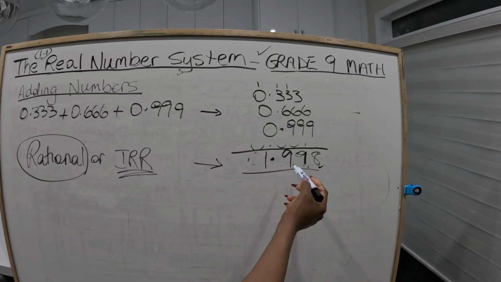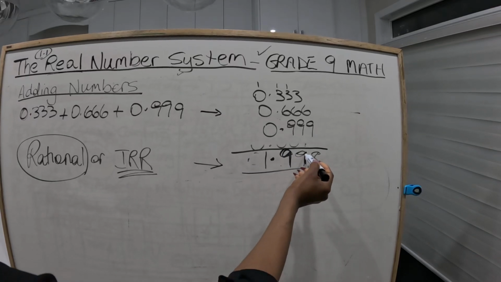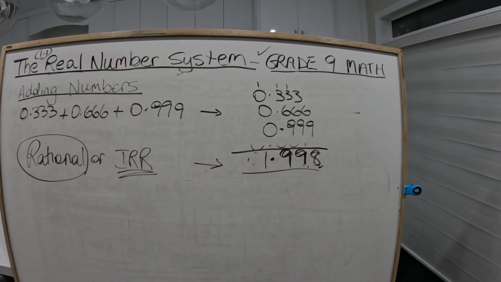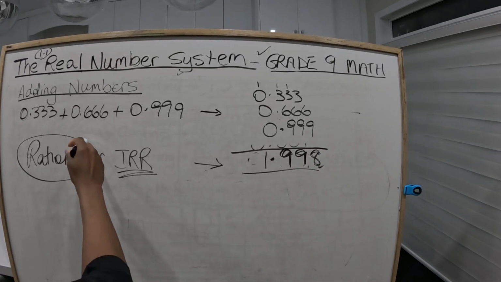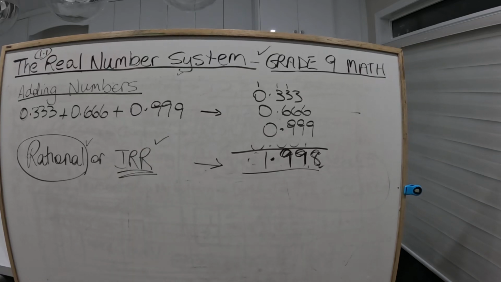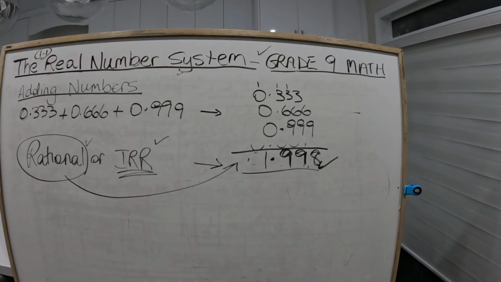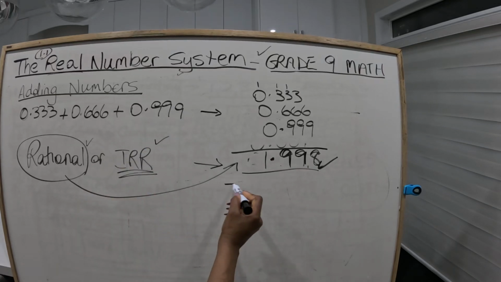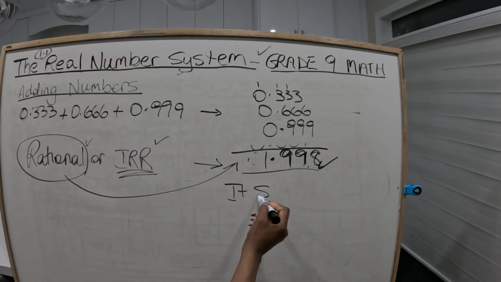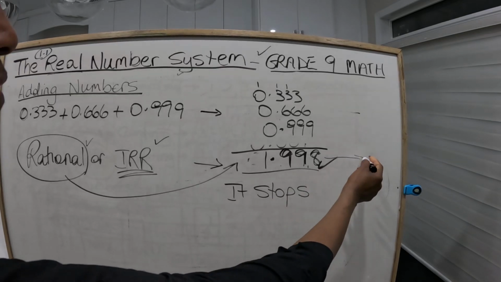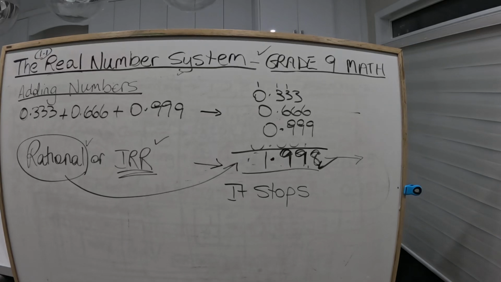So is this, so this says 1.998. This is a tricky one. Is it rational or irrational? It has to be rational as well. If you say rational, then you're right. And the reason is because it stops. There's nothing here. So it has to be rational.